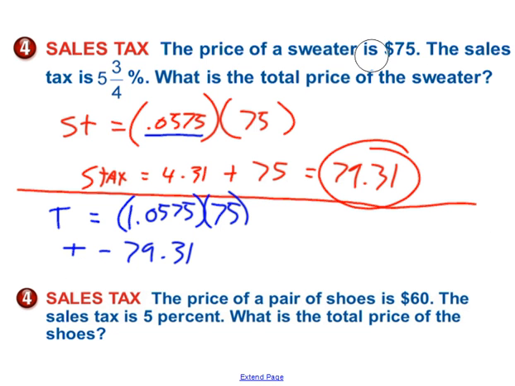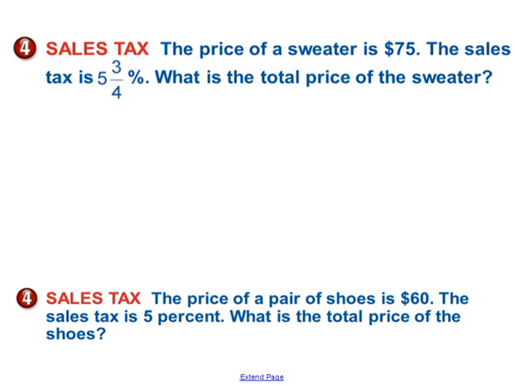Let's do this second one. Take a moment to do that, and then come back and check the video to see if you're correct. Sales tax. The price of a pair of shoes is $60. The sales tax is 5%. What's the total price? Again, method number one, I'm going to calculate the sales tax.